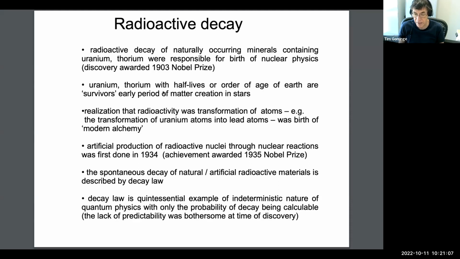In quantum mechanics, in quantum physics, we understand that things are probabilistic. You can't calculate, for example, the time of decay of a uranium atom or a thorium atom. You can only calculate the probability of decay of a uranium atom or a thorium atom. And so radioactivity is the classic example of the probabilistic nature of the quantum world, the world of atoms, molecules, and nuclei.